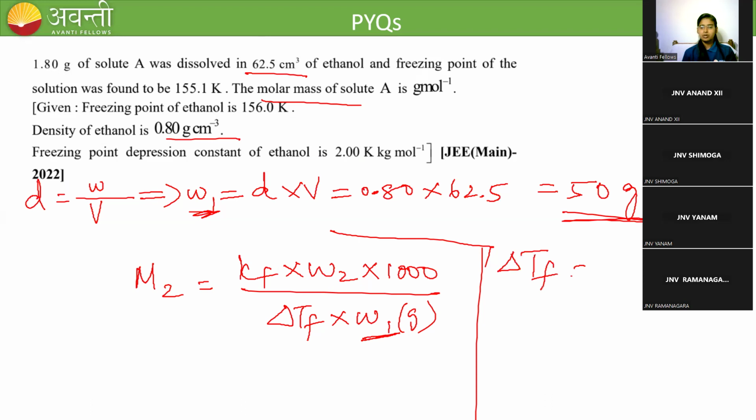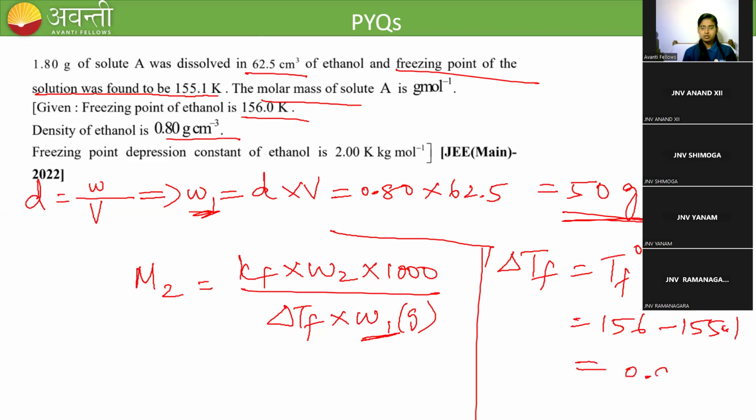Delta TF is equal to TF naught minus TF, right? TF naught means the freezing temperature of the solvent. The solvent is ethanol, so the freezing point of ethanol is 156 minus the freezing temperature of the solution. The freezing point of the solution was found to be 155.1 Kelvin. If I subtract this, I will get 0.9. So I have delta TF and I have the mass value, everything I have, just substitute.